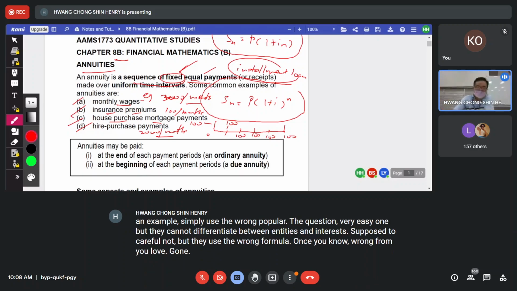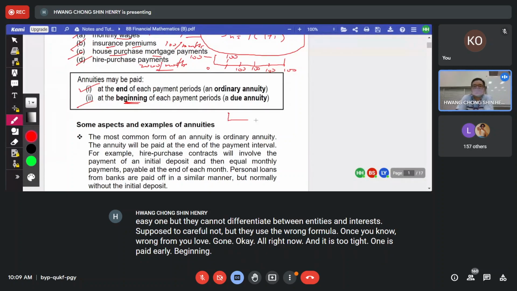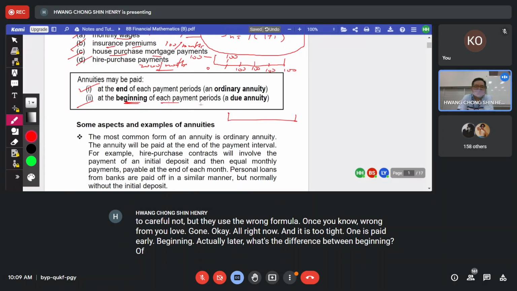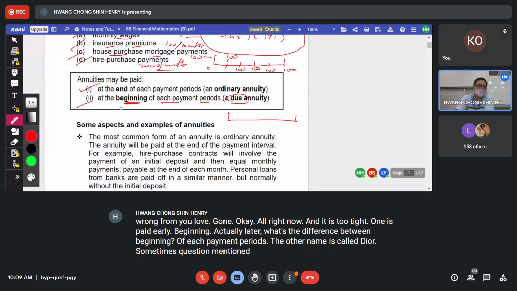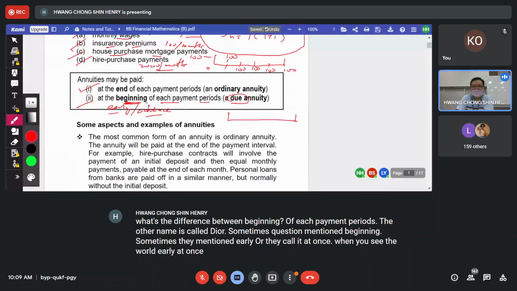Okay. All right. Now, annuities have two types. One is paid early, at the beginning. I'll show you later what's the difference between the beginning of each payment period. The other name is called due. Now, sometimes the question mentions beginning, sometimes early, or they call it at once. When you see the words early, at once, beginning, due, all these are the same.